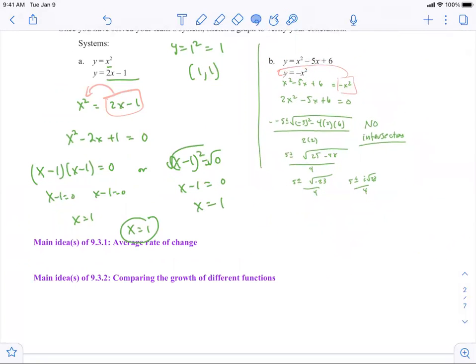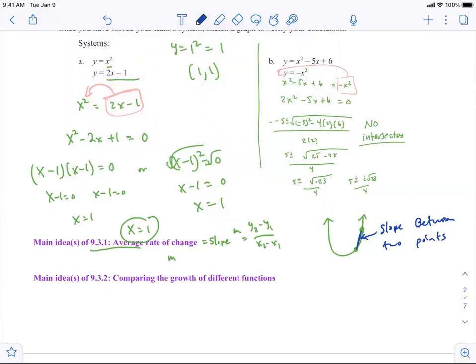All right. Important main ideas of 9.3.1 is the average rate of change, which is really just slope. So that's like your m. And remember, slope is y2 minus y1 over x2 minus x1, that was m. So sometimes you have a quadratic. You have a point here. And the average rate of change is just the slope between 2 points.